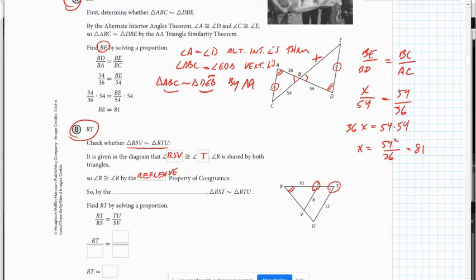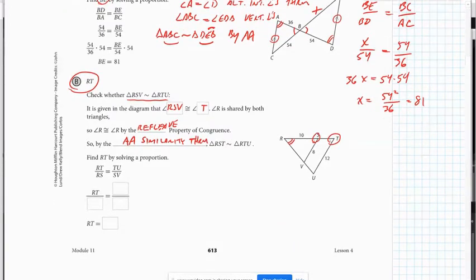So by the AA similarity theorem, triangle RST is similar to triangle RTU. So now we can set up a proportion. We're trying to find RT. So if we call that X, we can set this up.